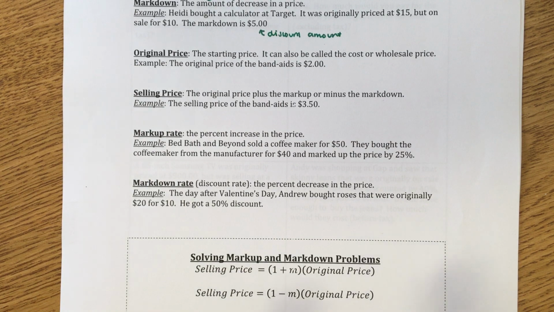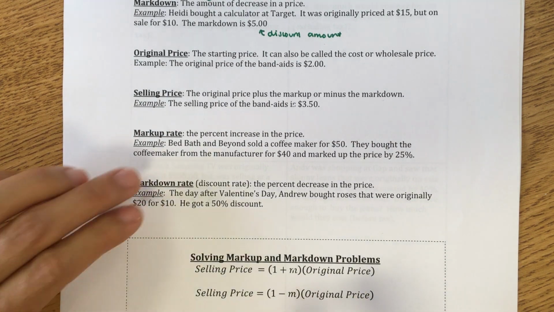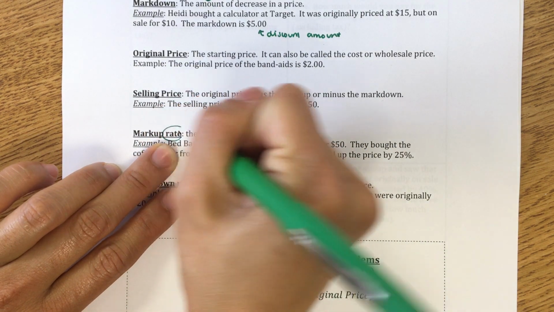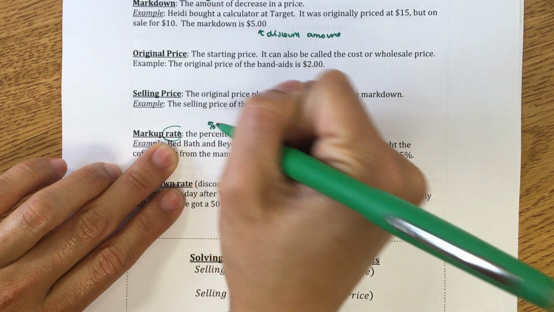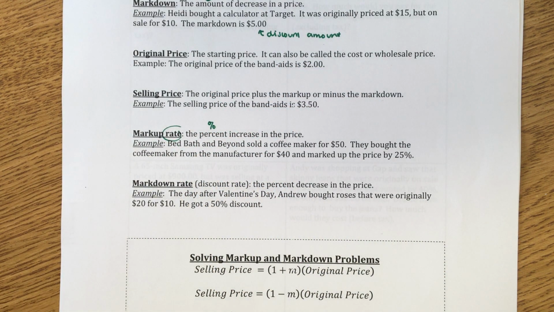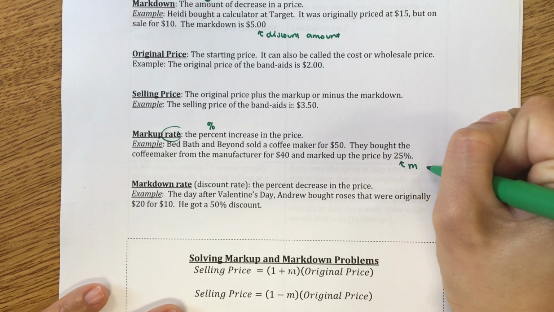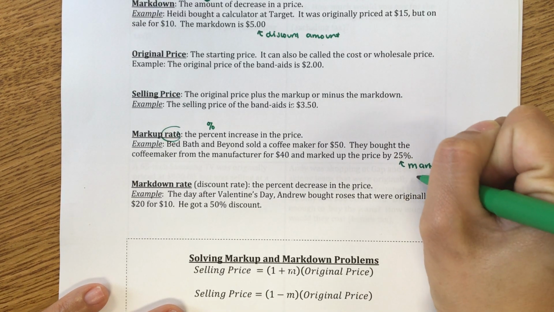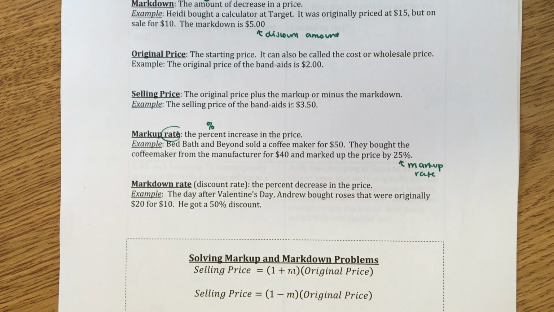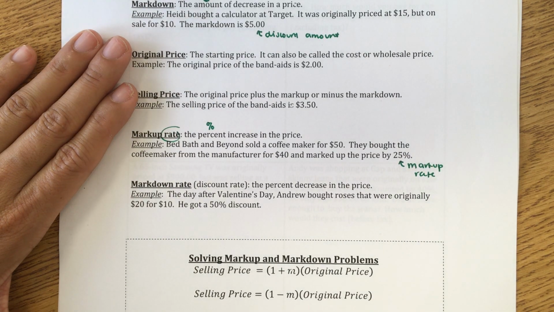A markup rate. The reason why this one is different is because of the word rate. Here we're talking about a specific percent of how much it increased by. So for instance, Bed Bath & Beyond sold a coffee maker for $50. They bought the coffee maker from a manufacturer, so that's the wholesale, for $40 and marked up the price by 25%. So this is known as the markup rate, the percentage of how much it went up by.